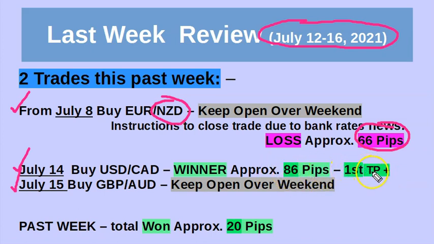Okay, so that's good news there. And this trade is now still open as well over this current weekend. On July 15th, I sent out another signal to buy the British pound Australian dollar. And again, we're keeping this open over the weekend as well.